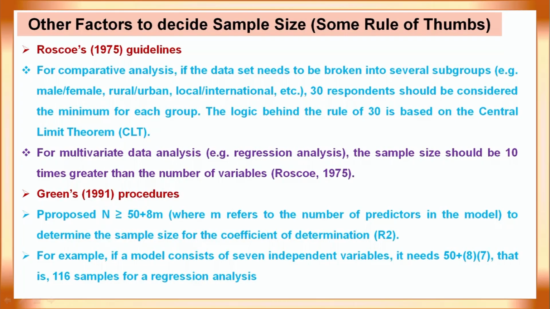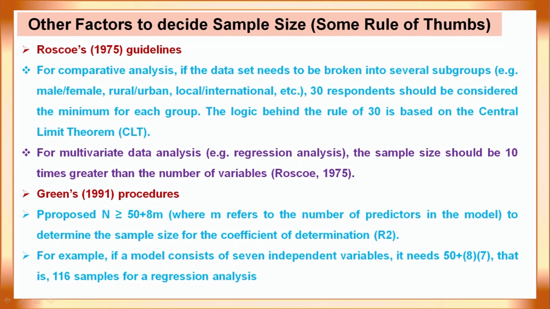Roscoe is also telling that for comparative analysis, if the data set needs to be broken into several subgroups, like male, female, rural, urban, local, international, so you have a number of attribute variables.